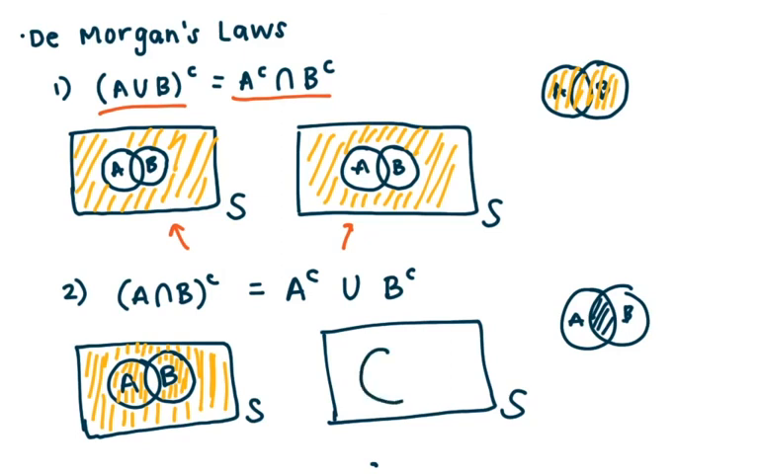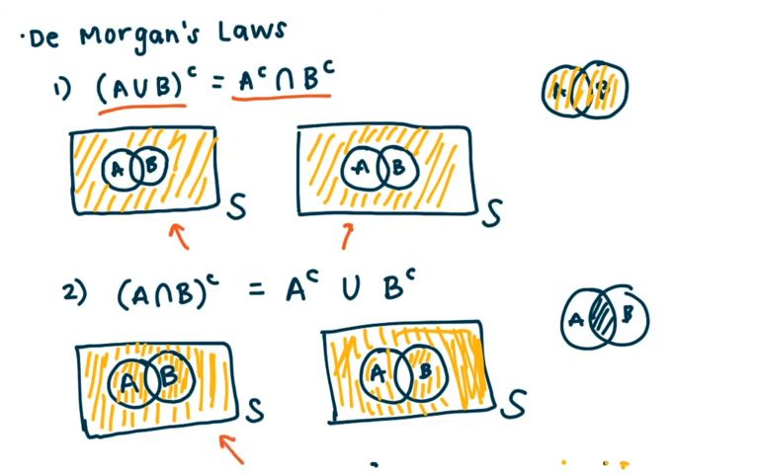And now for the right side, A complement union B complement. A complement is anything that's not A, and B complement is anything that's not B. It also includes this outside region as well. If you look carefully, you can see, again, that this left side matches this right side. So again, we have shown that this equals this.